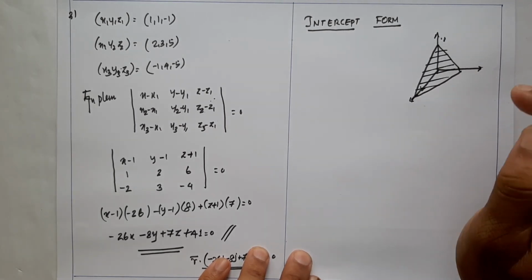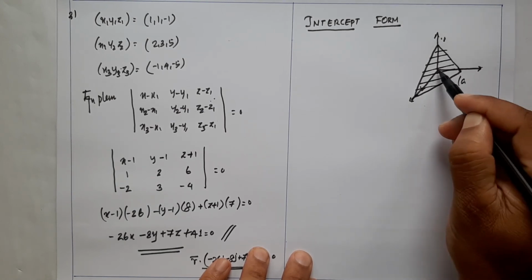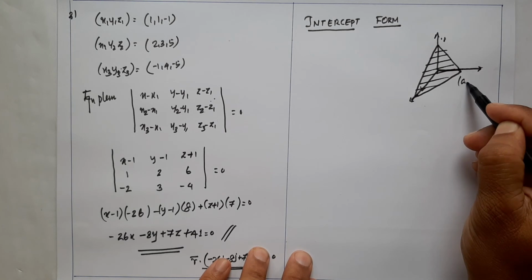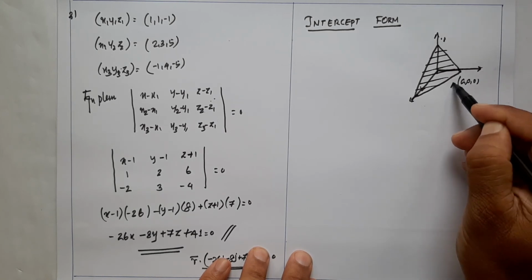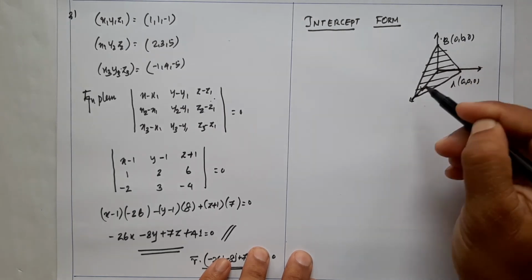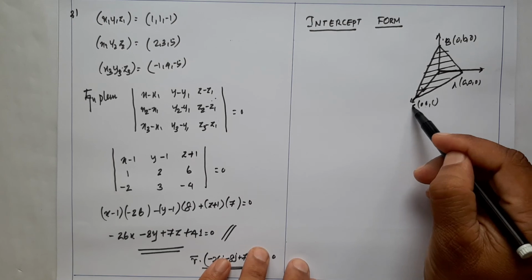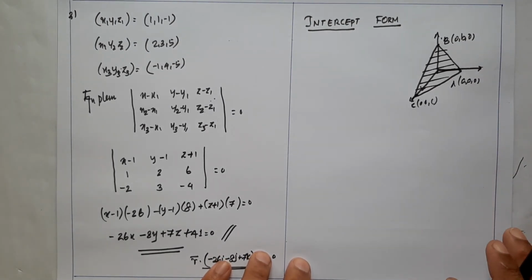Proof is not important for you. Just suppose we consider the x coordinate, from the origin to the x coordinate is a, so consider (a, 0, 0). Second is (0, b, 0). And third is (0, 0, c). Okay, then what is the equation of that plane?